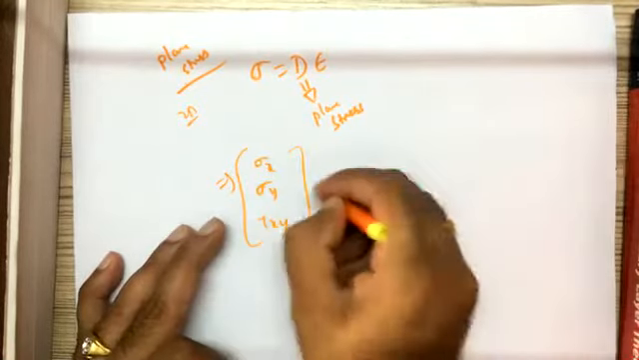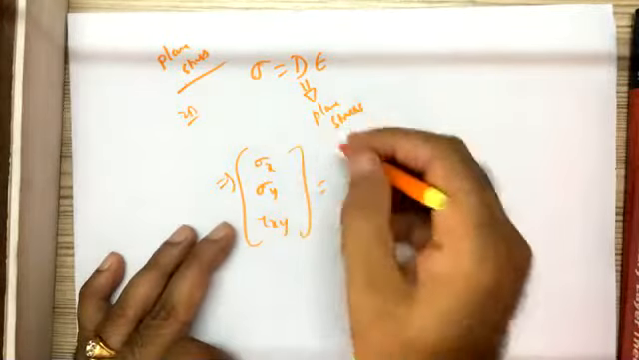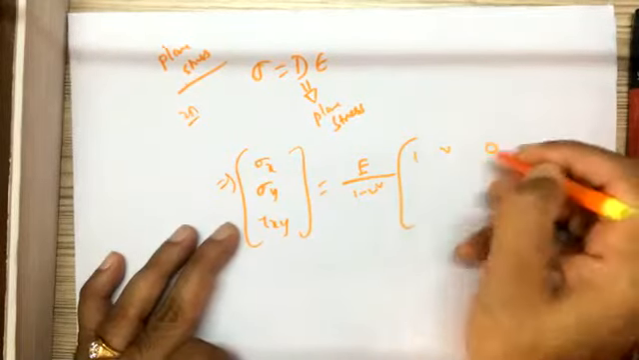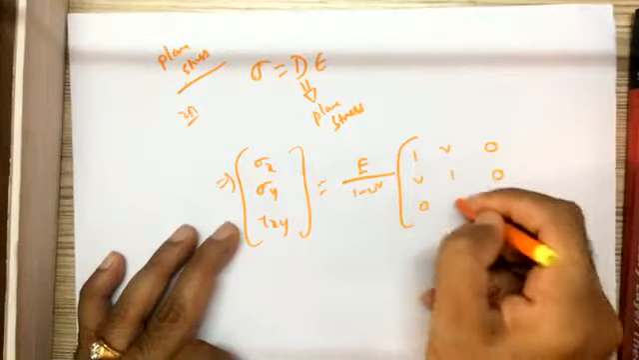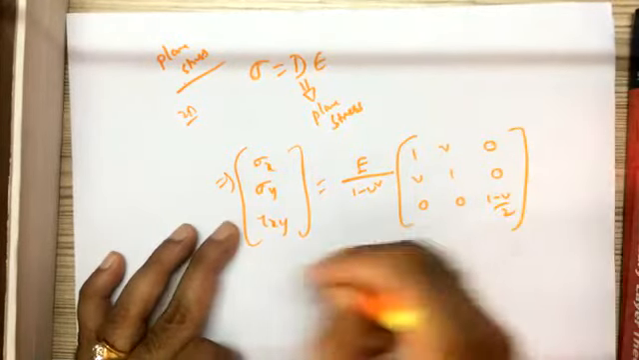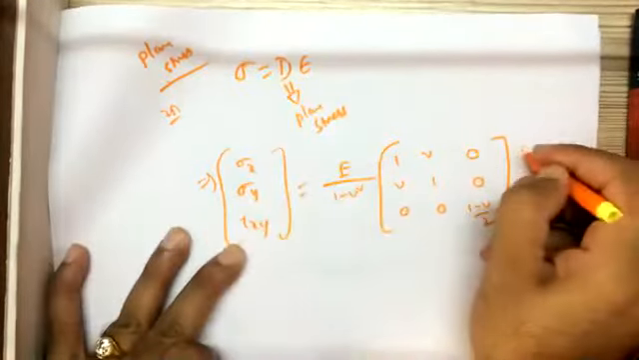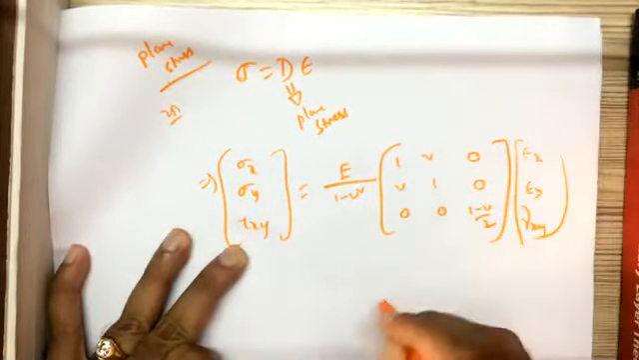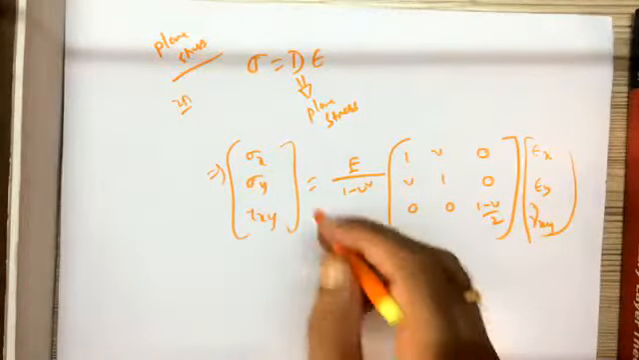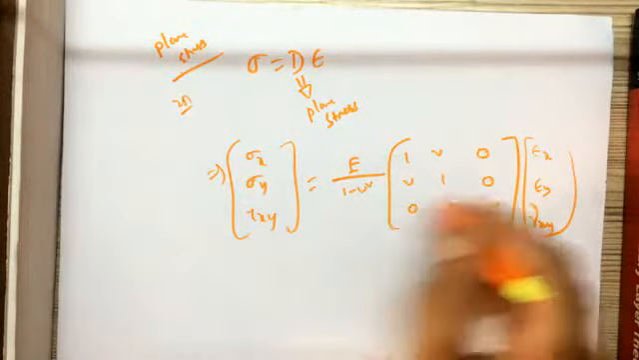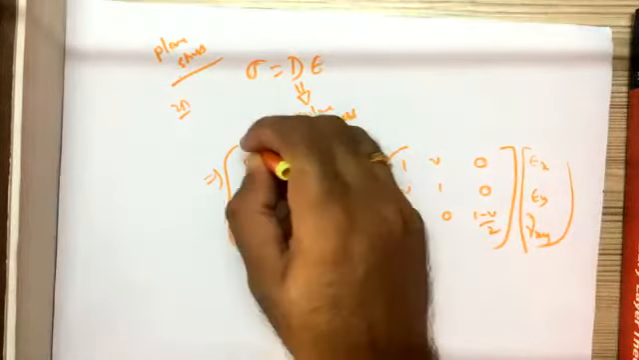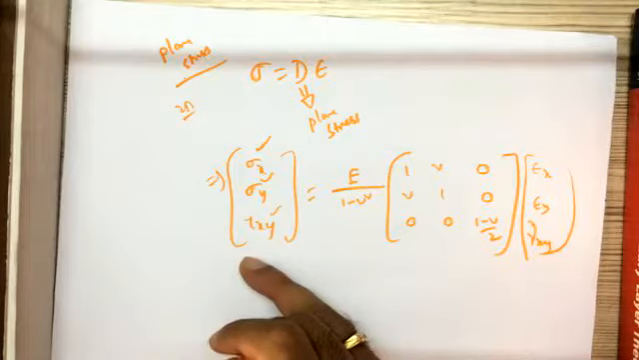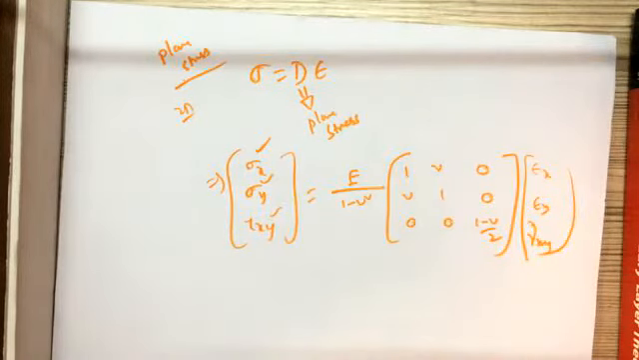is equal to, what is D matrix for plane stress? E by 1 minus nu square into the matrix 1, nu, 0; nu, 1, 0; 0, 0, (1 minus nu) by 2, into what is epsilon? Epsilon strain matrix: epsilon x, epsilon y, gamma xy. Right? So in that, if I substitute all the values, I know sigma x, I know sigma y, I know tau xy, which is already given in the problem.